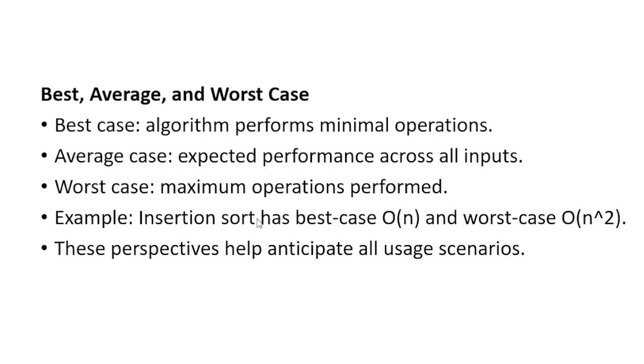So, insertion sort has best case as O of n and worst case as O of n square. Average case means some reasonable number of inputs. Worst case means maximum number of inputs, and best case means some minimum number of inputs.